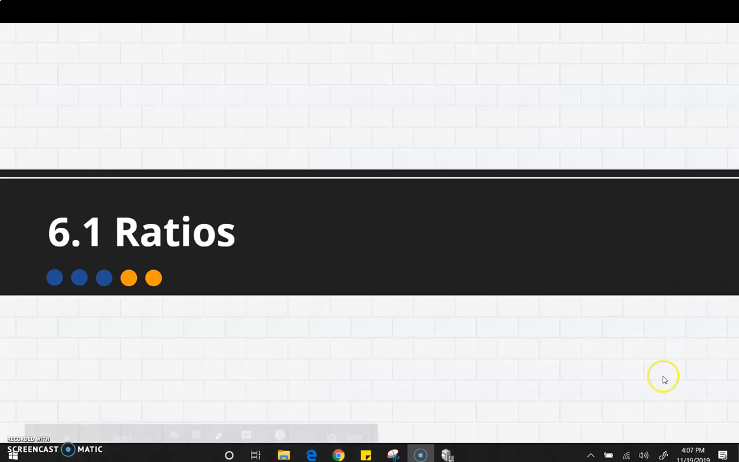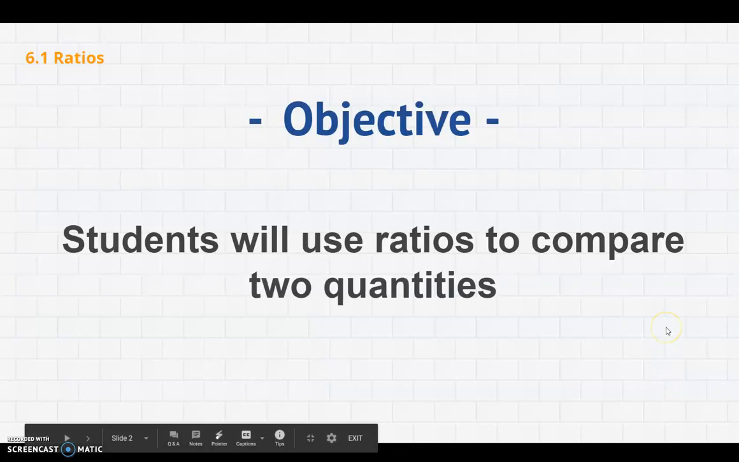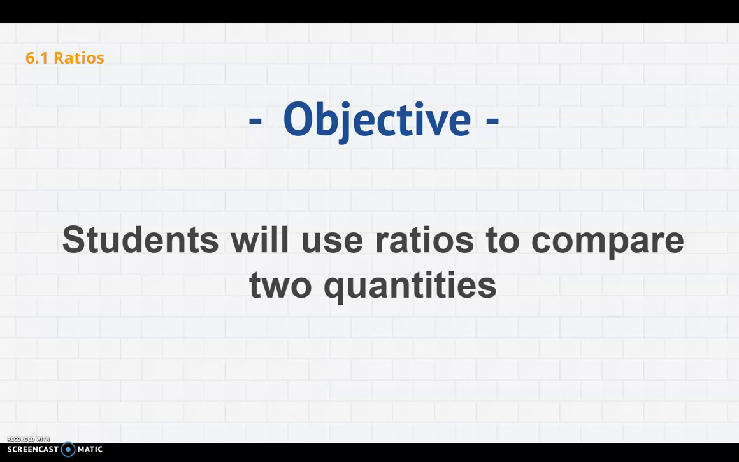Today we are talking about ratios. And your objective today is that students will use ratios to compare two quantities. So please pause the video and write your objective down.